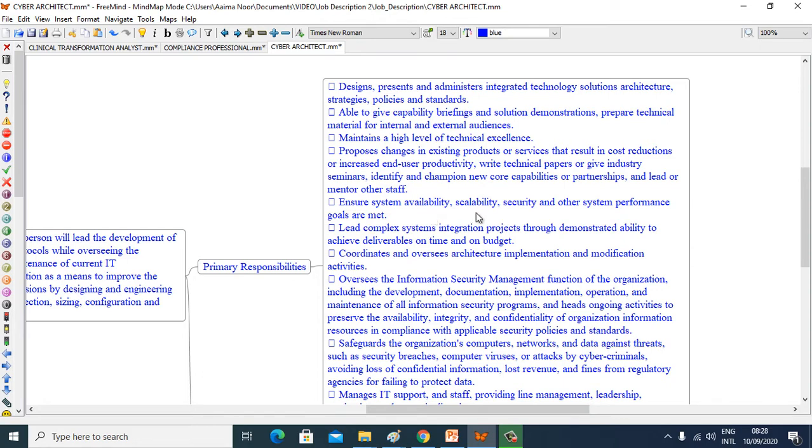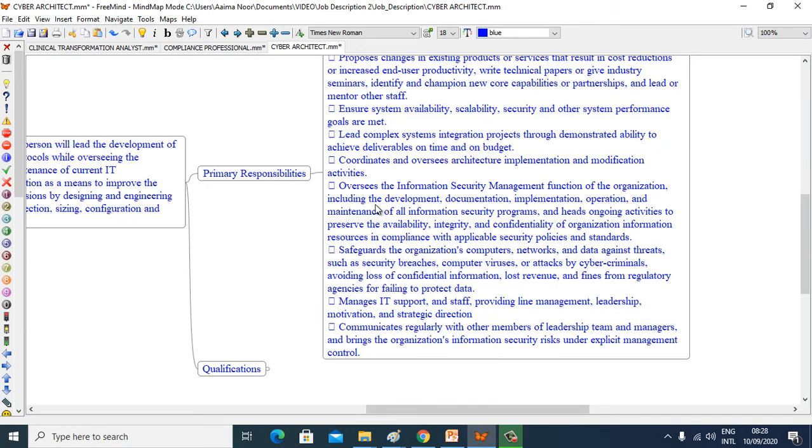Ensure system availability, scalability, security and other system performance goals are met. Lead complex systems integration projects through demonstrated ability to achieve deliverables on time and on budget. Coordinates and oversees the architecture, implementation and modification activities. Oversees the information security management function of the organization, including development, documentation, implementation, operation and maintenance of all information security programs, and heads ongoing activities to preserve the availability, integrity and confidentiality of organization information resources in compliance with applicable security policies and standards.